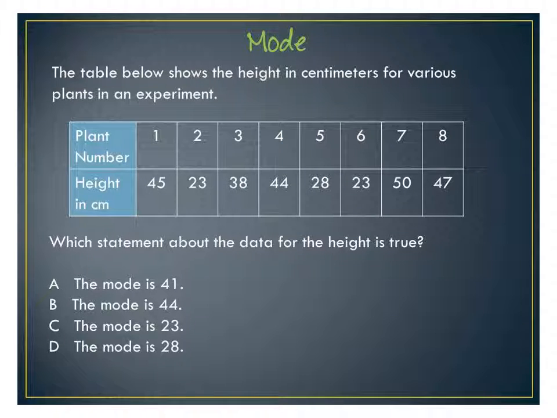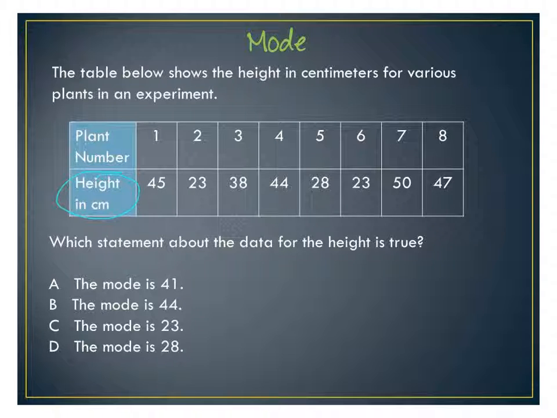The last question that we're going to look at in our video today is on mode. Remember that mode asks us for the quantity that we see most often. The table below shows the height in centimeters for various plants in an experiment. If I look at my table, I can see plant numbers listed across the top. There were 8 plants and their height in centimeters. Which statement about the data for the height is true? So I want to look at the height. And if I preview my answer choices, I can see that they're all talking about the mode. So I need to find the mode.